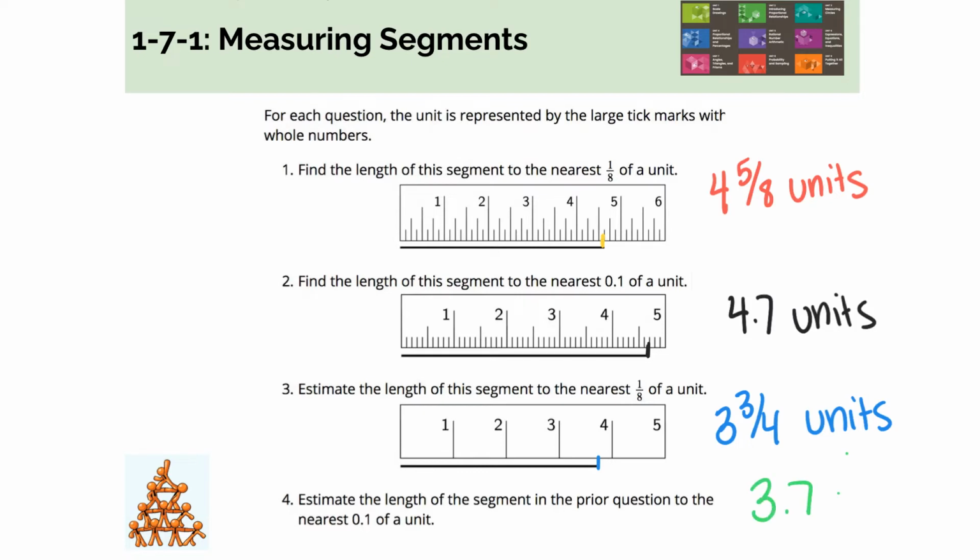And for number 4, we don't know exact, but it looks like the hardest problem was probably number 4 because there wasn't an exact measurement to go off of. If you didn't get exactly the same answers as Mrs. Kaloran did, that's okay. But start to look at how the ruler looks because we're going to be measuring segments.